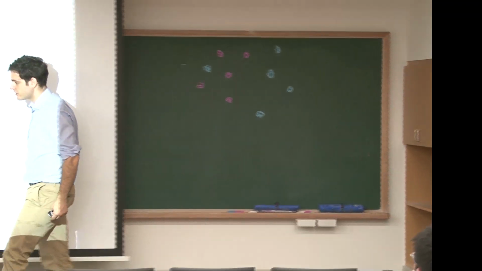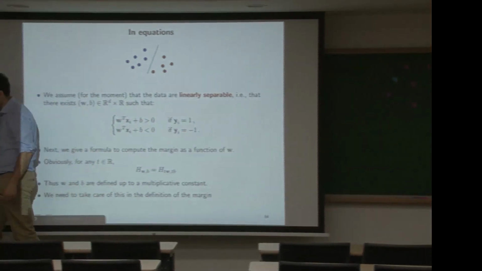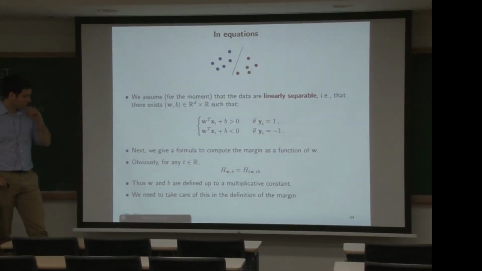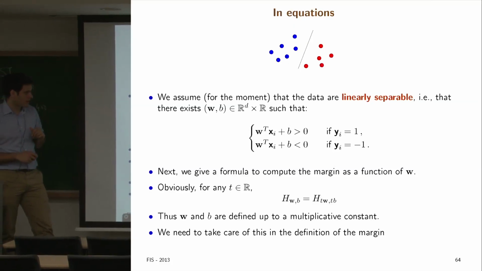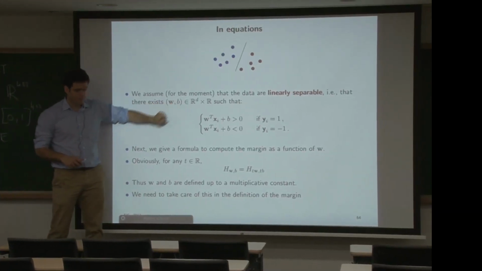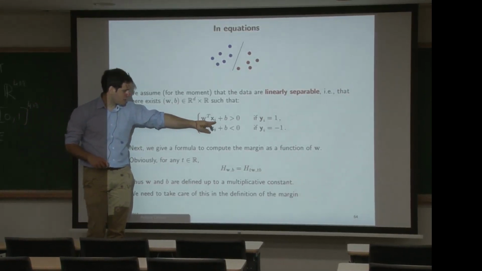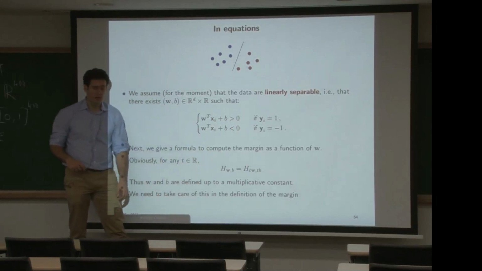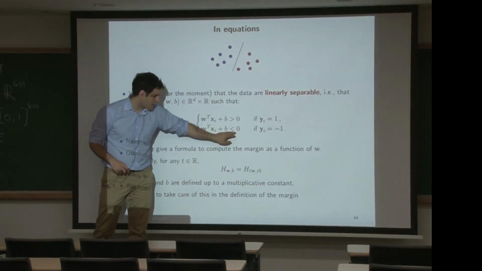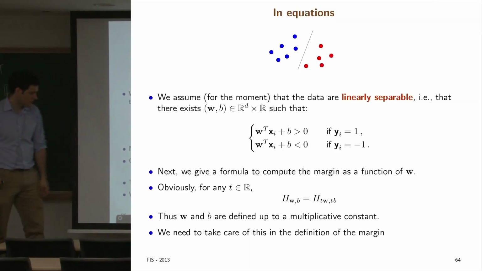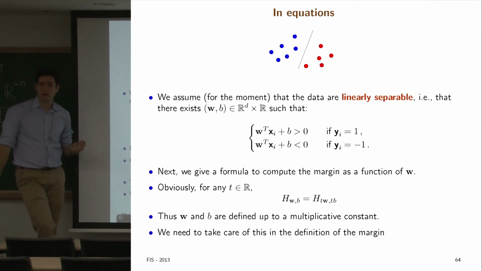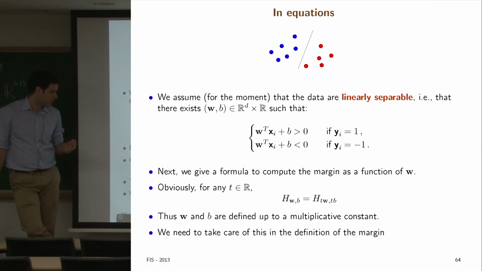But for the moment, just for the simplicity of explanation, let's assume that data is linearly separable. That is, there exists omega and b such that for all points, omega transpose xi plus b is positive if yi equals 1, and omega transpose xi plus b is negative if yi equals minus 1. So we are going to give a formula to compute what we call the margin as a function of a vector w.